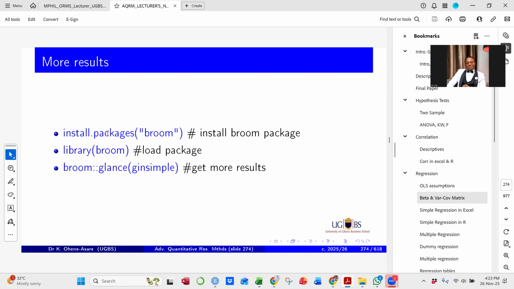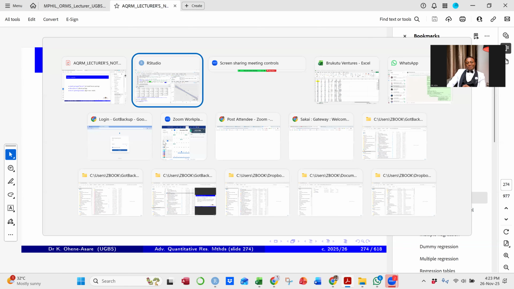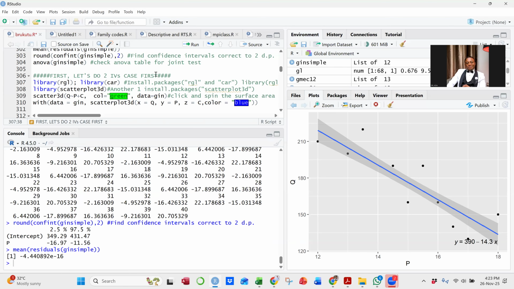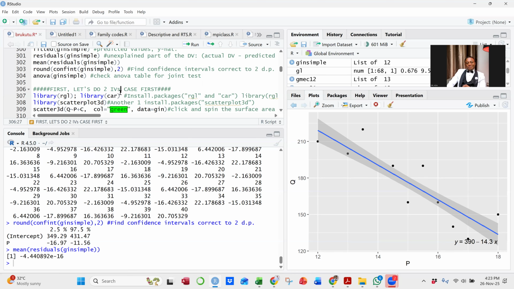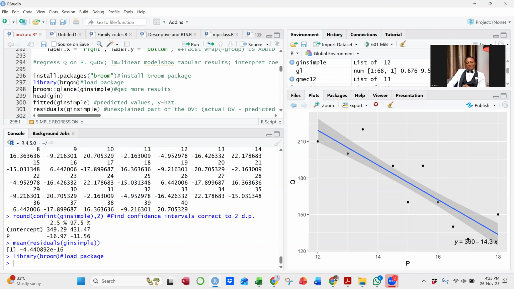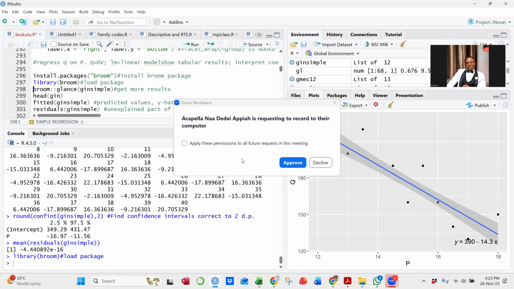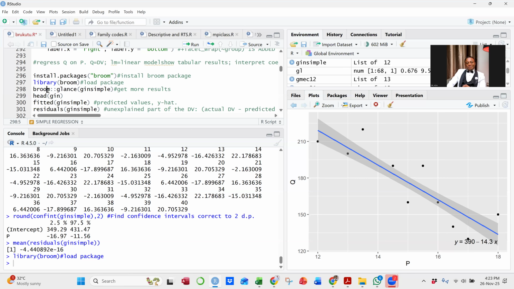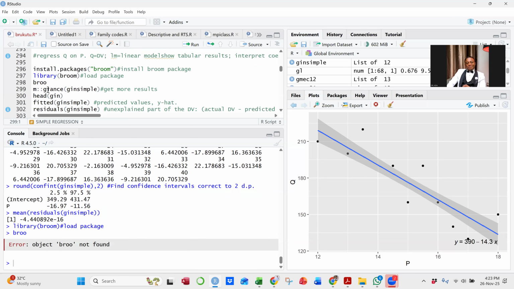For example, there's a package in your lesson called Broom, and you can use it to generate a new form of the R square, a new form of the regression. In fact, you can even show a 3D graph. But first, let's do the Broom. You have it there. So if you can do it now, fine. If you can't do it now, okay, that is also fine. But Broom, this is it.